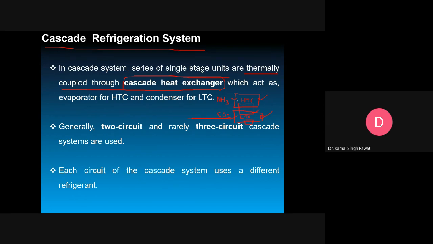So we use two single stage units and each system has a different refrigerant. And we choose the refrigerants such that the normal boiling point decreases. So in the higher temperature circuit, we use the refrigerant which has a normal boiling point higher than the lower temperature circuit. So this point is clear? Yes or no?